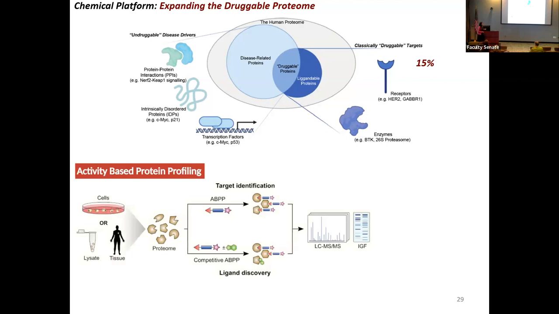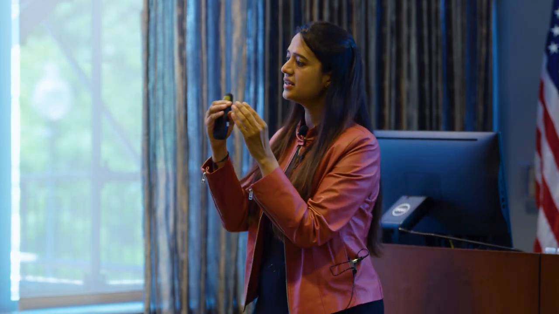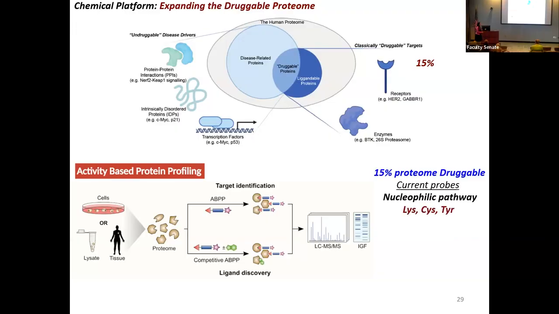One of the methods, called activity-based protein profiling, has been used for identifying the active sites. It is based on the concept that amino acid residues present in the active site are more reactive. So if I use a small amount of a reagent, only those amino acid residues present in the active site will react, and that will indirectly tell me that this is a targetable site, because this is the active site of the protein. And if we block that, we can block the function of the protein. Yes, this technique has been used, but again, it can target only 15% of the proteome because it's focused only on these three amino acid residues, which I've mentioned earlier.